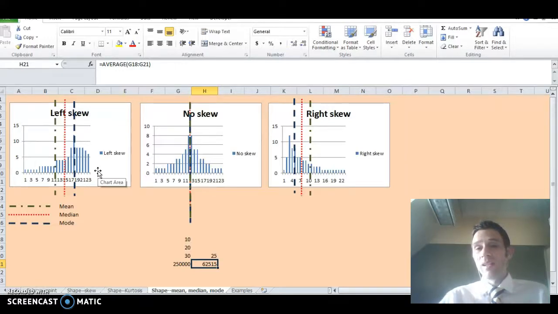In right skew, again, it's mean, median, and mode, but starting from the right. So you just start in the direction of the skew. The mean goes first, then the median, then the mode. And if you remember that, you'll be in good shape.